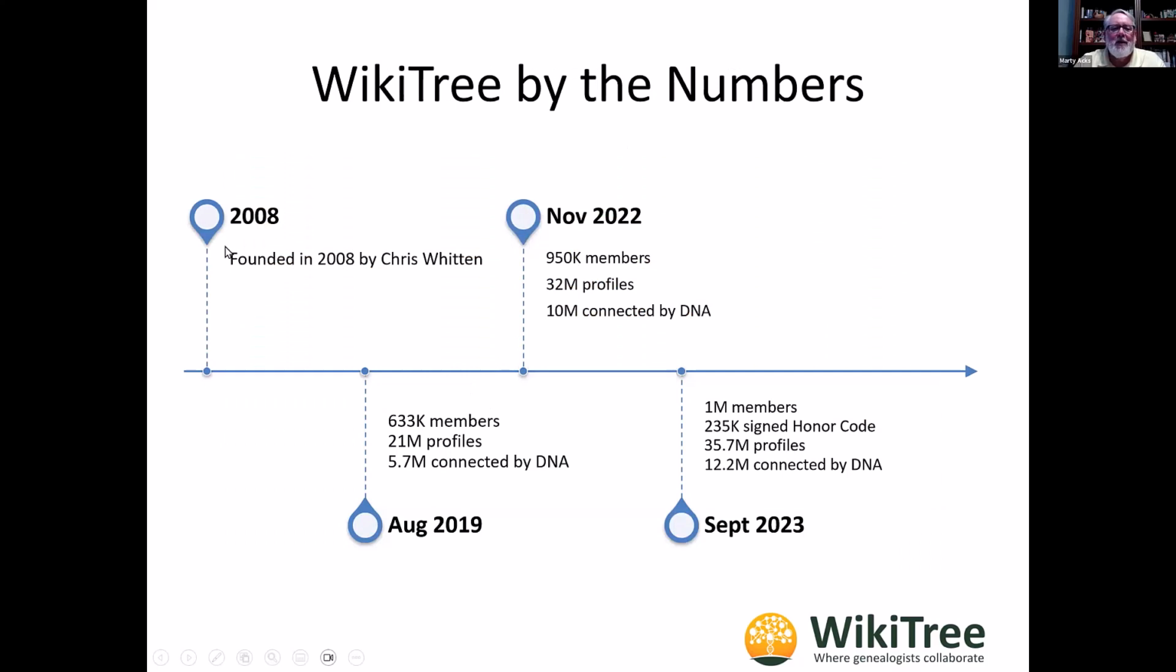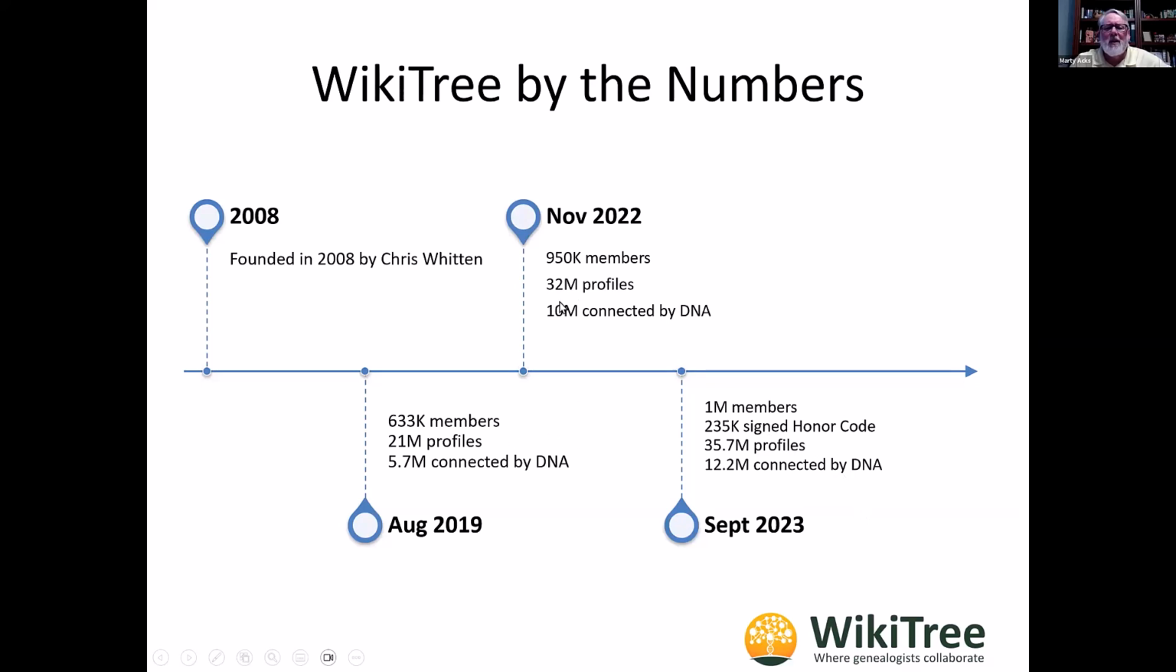And a little bit about WikiTree by the numbers. It was founded about 15 years ago by Chris Whitten. What I have done over the last couple of years is take some snapshots of how big the website was. About 4 years ago, there were 630 thousand members. Now there are over 1 million. There were 21 million profiles out there. Now there are 35 million. 5.7 million were connected by DNA, and that's now more than doubled. So the site is still going through a fair amount of growth and getting new members.